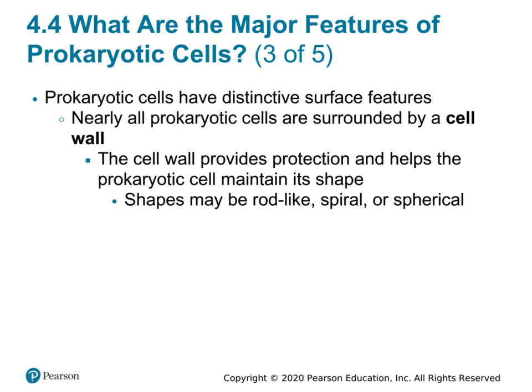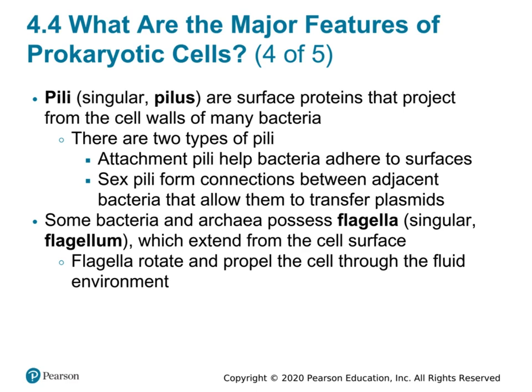Now, prokaryotic cells also have distinctive surface features that we don't necessarily see on eukaryotic cells. They have a cell wall. We do see that on plant cells, but not animal cells in domain eukarya. But they might also have, again, a slime layer or a capsule to protect them. They're going to use these extra layers to help maintain their shape. On that slime layer or on that capsule, they might have pili.